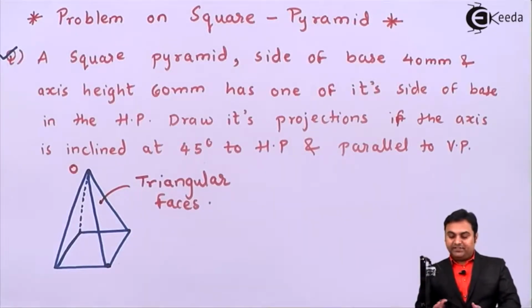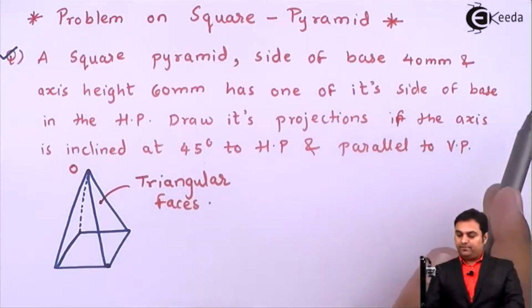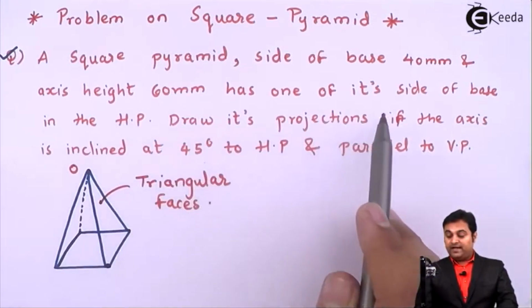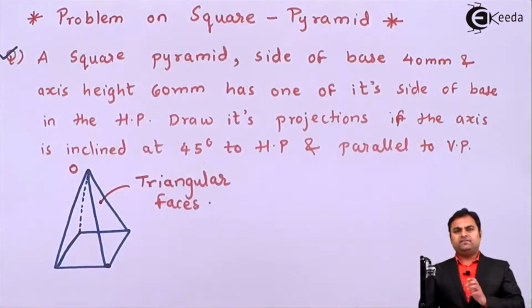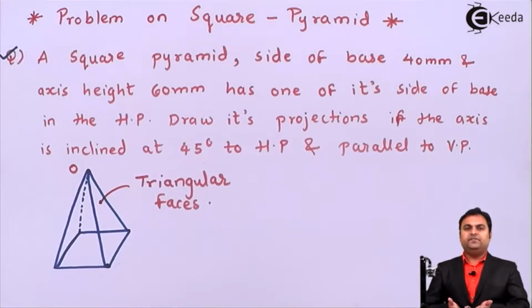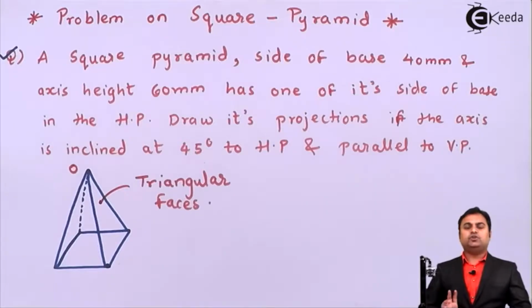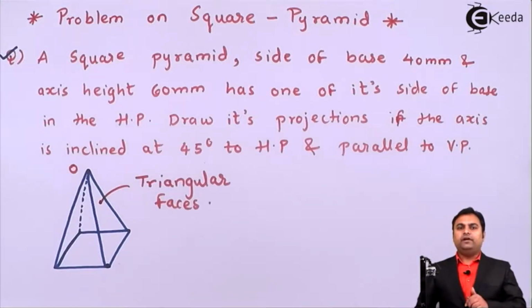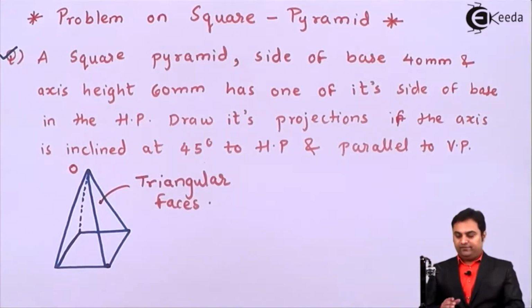And now when I read the question, it is given that square pyramid side of base 40 mm and axis height 60 mm has one of its side of base in the HP. It means the pyramid is resting in HP. If it is resting in HP, it means it is resting on a ground. So when it is resting on the ground, from the top, the pyramid will appear like a square. And for that, I am going to draw two conditions.